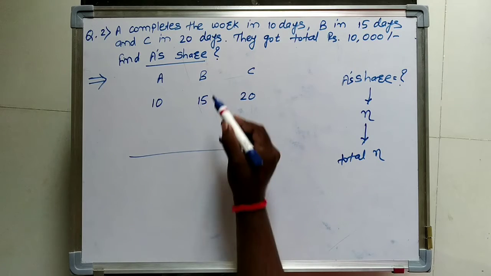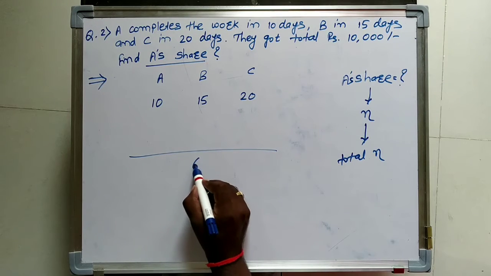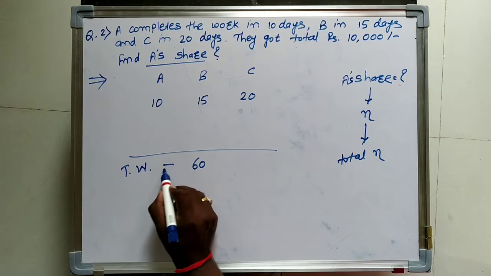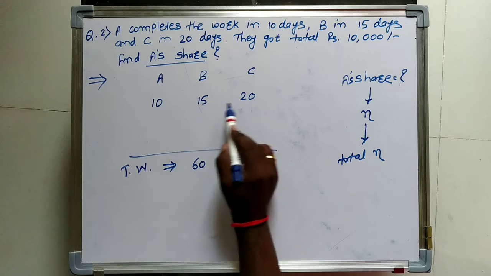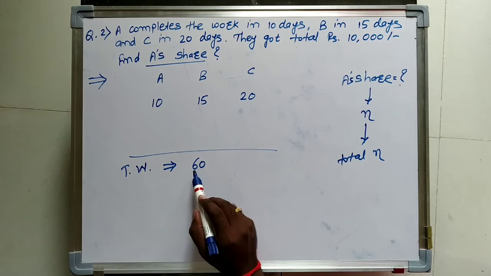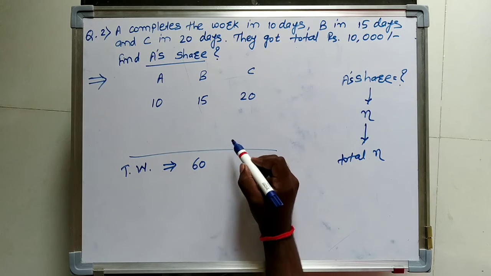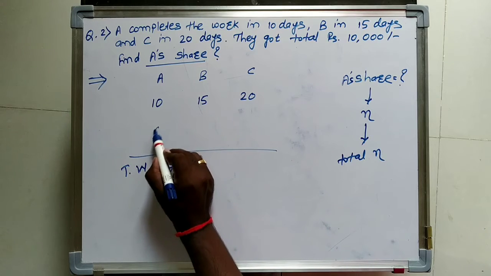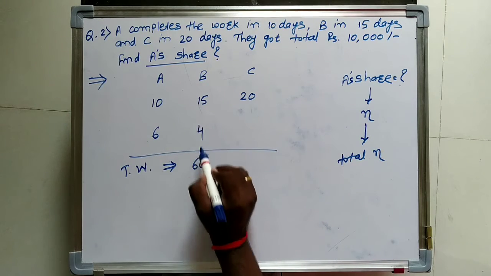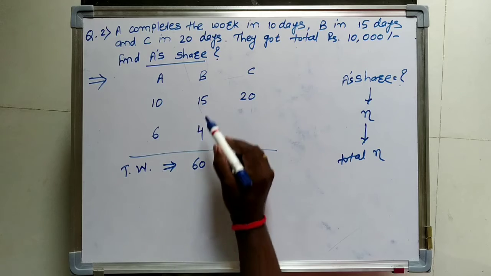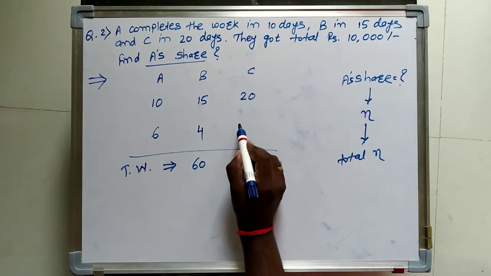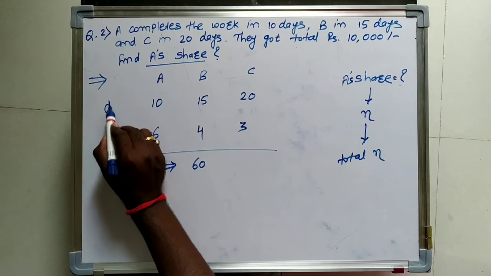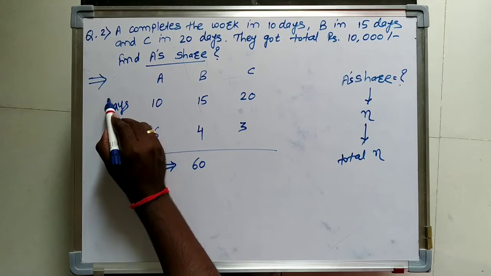So let us consider the total work to be 60. What is 60? That is the LCM of 10, 15 and 20. How to calculate the LCM? I have given a video; you can go to my channel and watch it. So 10 6s are 60, 15 4s are 60 and 20 3s are 60. This is the efficiency and this is the days.